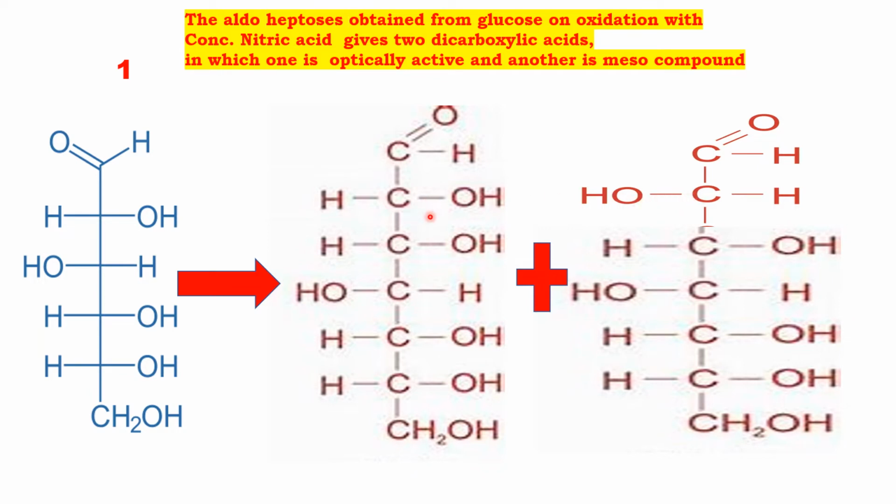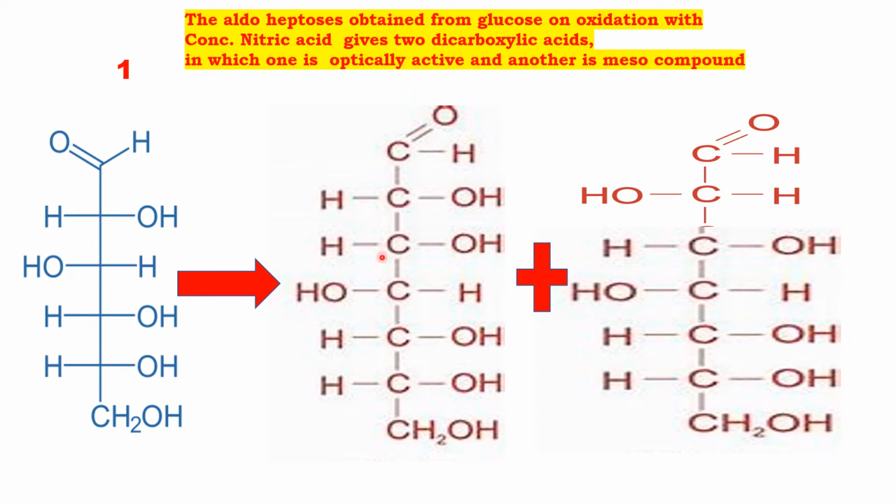Now, we have to see. I am subjecting these two molecules to oxidation. When I oxidize, this CHO group will be converted to a COOH group, and the CH2OH group will also be converted to a COOH group. That means here one COOH, here one COOH. Similarly, here also one COOH and here one COOH. That means we get 2 dicarboxylic acids, because there are two carboxylic groups. Hence it is a dicarboxylic acid.